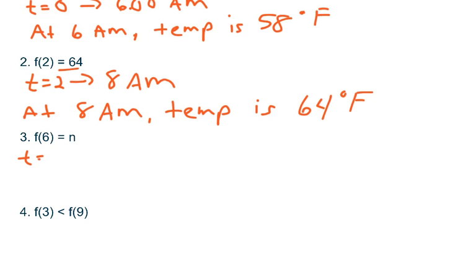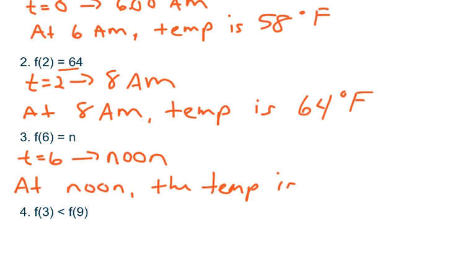So when t is equal to 6 hours after 6 a.m., if you think about a clock, go 6 hours past 6 a.m., that would be noon, 12 p.m. So we could say at noon, the temperature is, now what's the temperature? Well, it just gives us an n, so we have to use n. We've got to say it's n degrees Fahrenheit. We don't know what it is, so we have to leave it as n degrees. There's no other way around it.